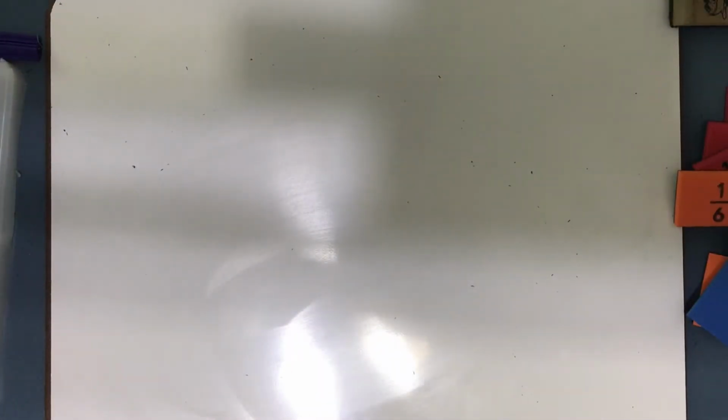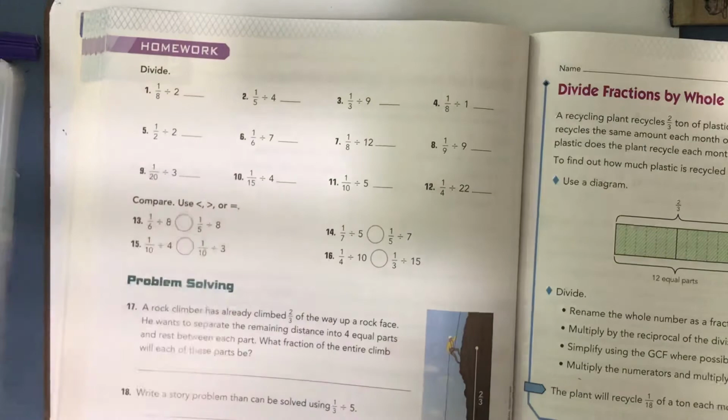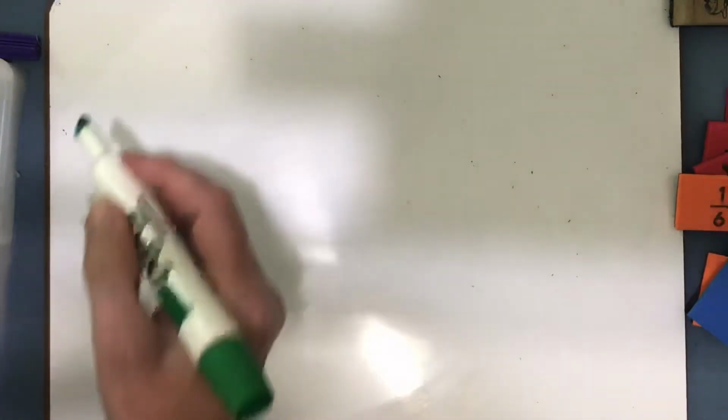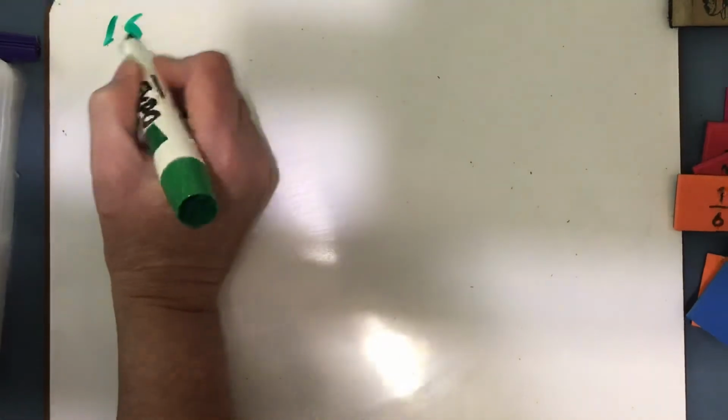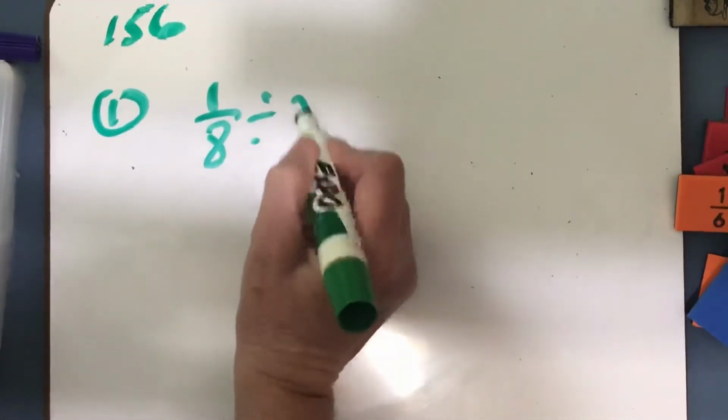Okay, let's look in your workbook on page 156. You're going to do the even problems, so I'm going to do a few of the odd problems with you. So let's look at number 1, 1/8 divided by 2. So this is page 156, number 1, 1/8 divided by 2.